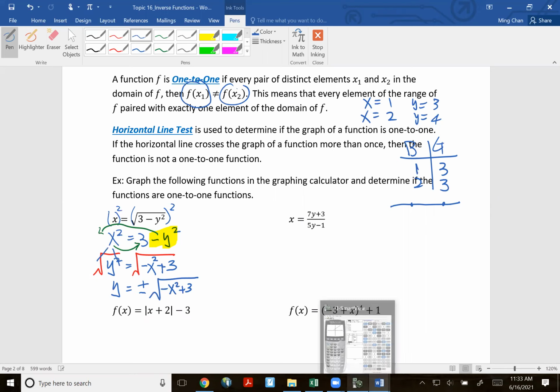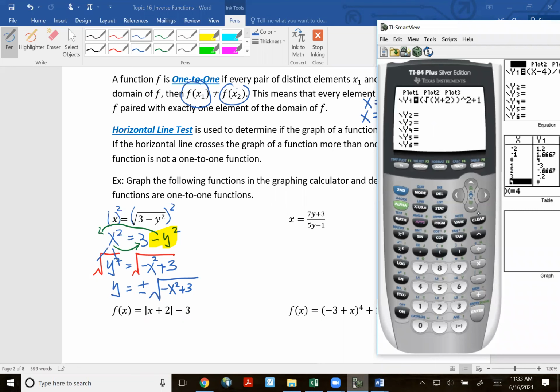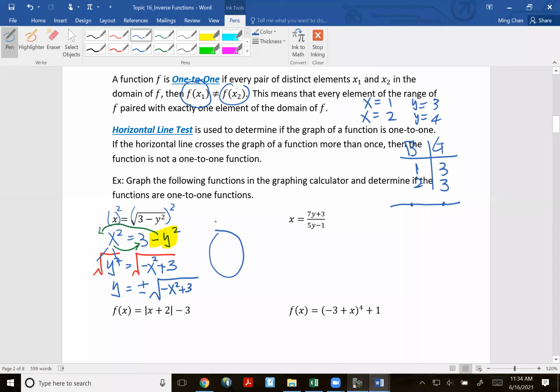So if you can recall, we had to put two functions into the graphing calculator, the positive square root and the negative square root. And you can probably recall what this is going to look like. Negative square root of negative x squared plus 3. This is going to look like a circle graph. So this circle graph, does it pass the horizontal line test? No, it does not. Okay, so this one is not one-to-one.